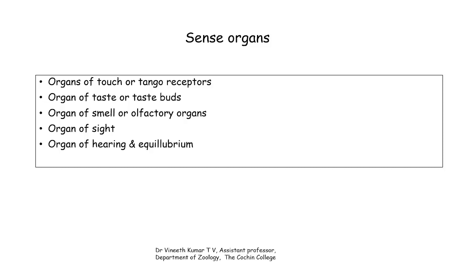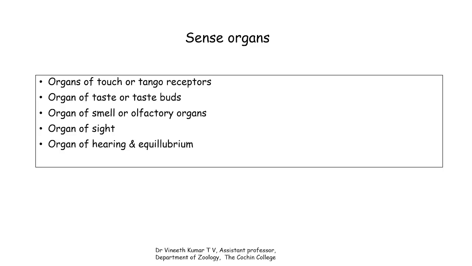Hello everyone, welcome to our discussion on the type study of amphibians, Euphlictus hexadactylus. In this session, we are going to see the sense organs of frog, and the five main sense organs, as listed here. The first one is the organ of touch, or the tango receptors; the organ of taste, or the taste buds; the organ of smell, or olfactory organs; the organ of sight, the eyes; and the organ of hearing and equilibrium.